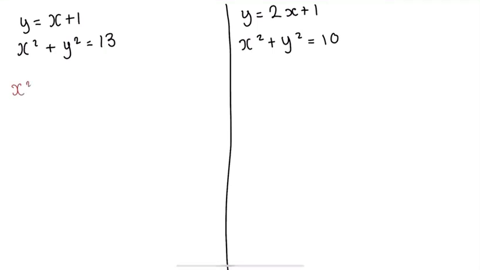So we've got x squared plus, now instead of y, I'm going to say x plus 1, and that is squared, and that's going to equal 13. So now let's expand our bracket out. We're going to get x squared plus 1x, which is 2x, plus 1, which equals 13. Now let's get everything on one side so it equals 0. So I'm going to take that 13 away from both sides.